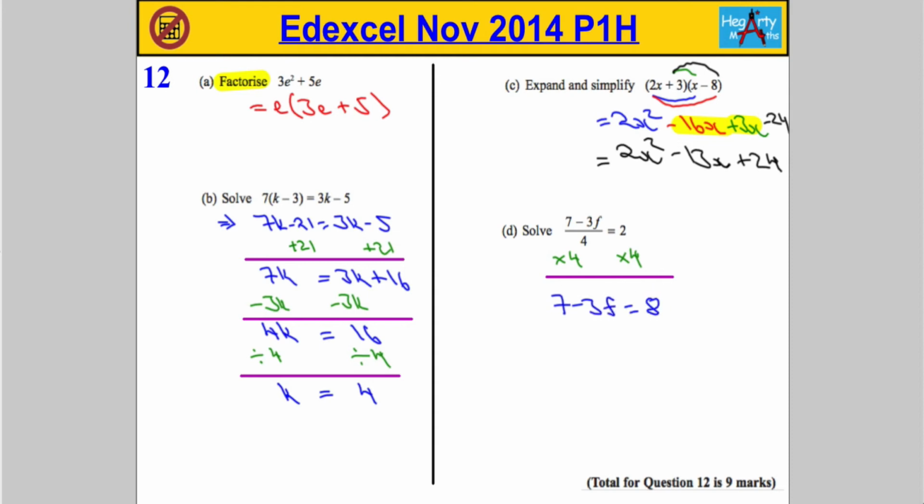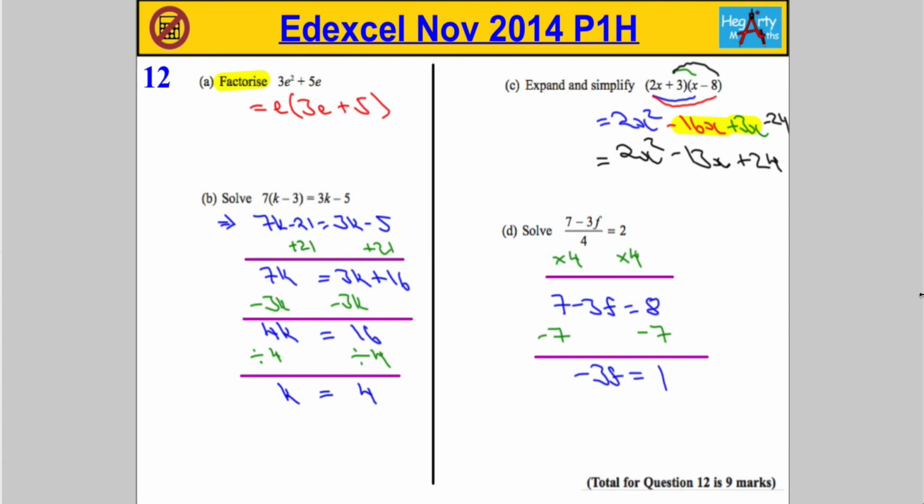equals 8. Next thing is to subtract 7 from both sides. When we do that, be very, very careful here. We're not going to have 3f. We still have the negative sign in front of it, so it's negative 3f is going to equal 1.